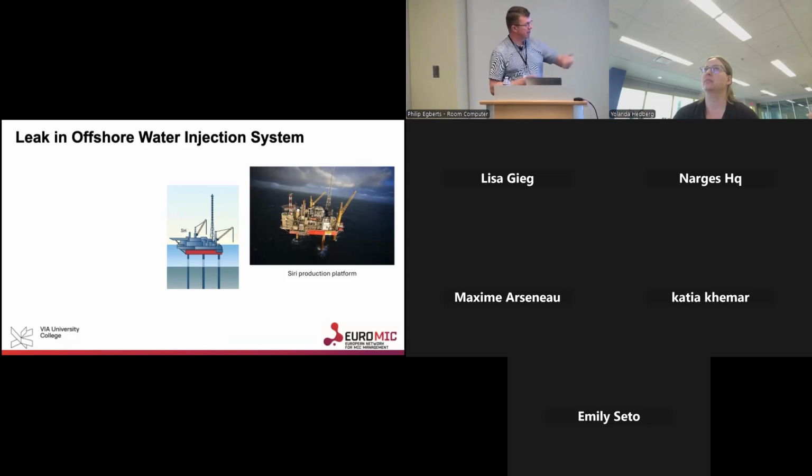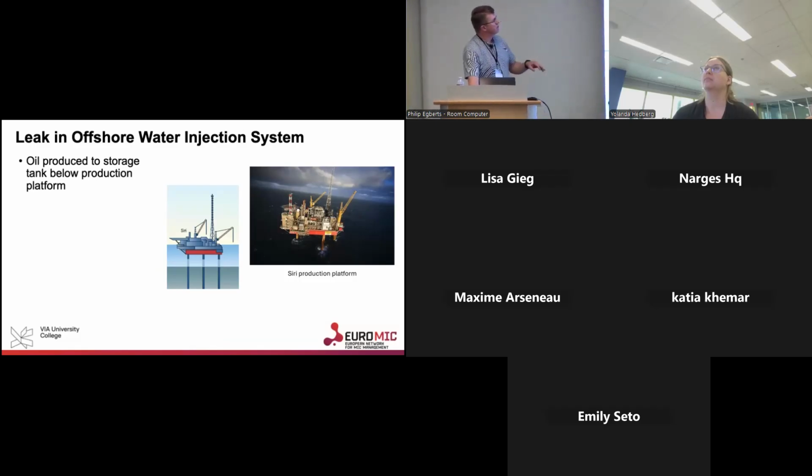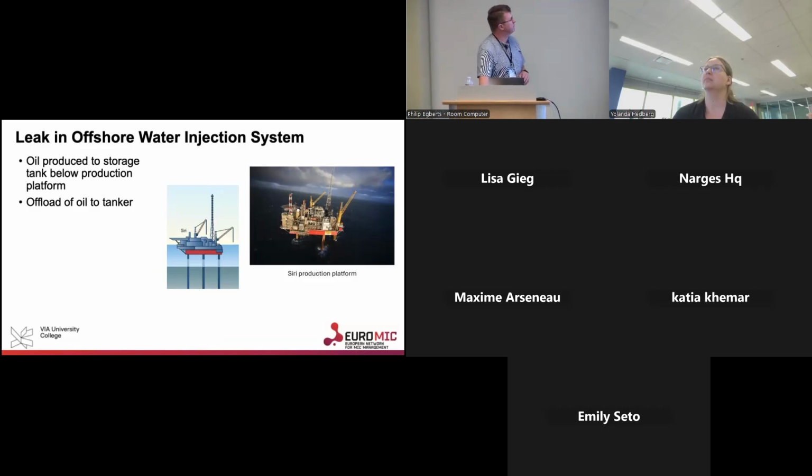And this is the platform, which is called SERI production platform. It doesn't have any pipelines connected to it. It has a storage tank at the bottom of the ocean where the oil goes, and then there's a tanker coming once in a while to pick up the oil. So that's it. So this is offloaded to an oil tanker. This is the main production platform.